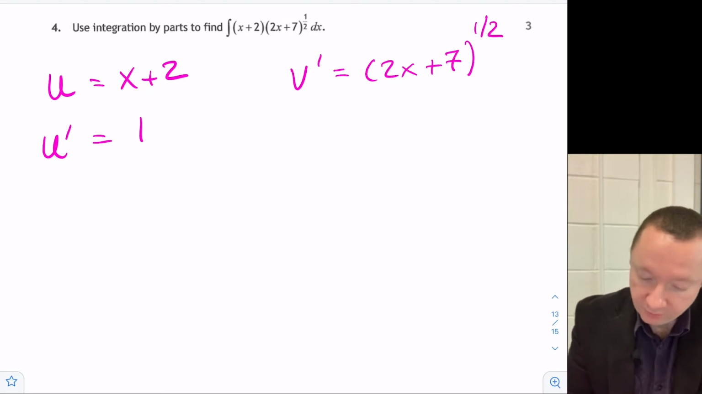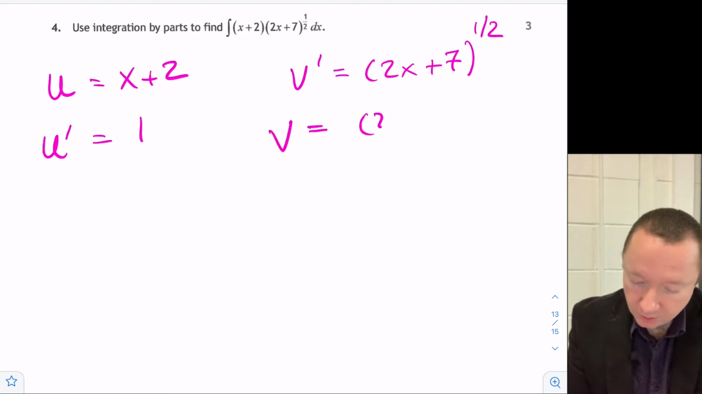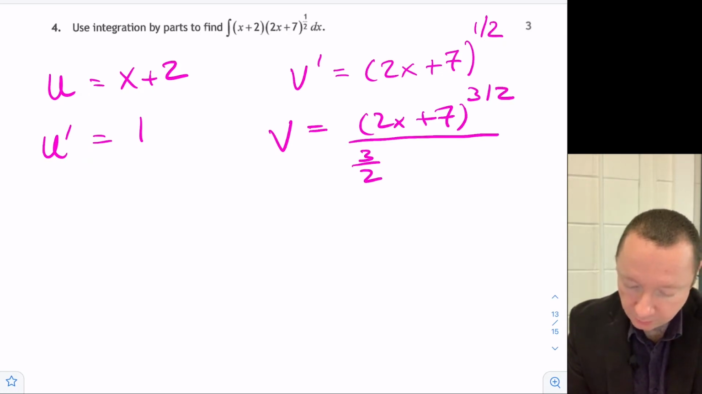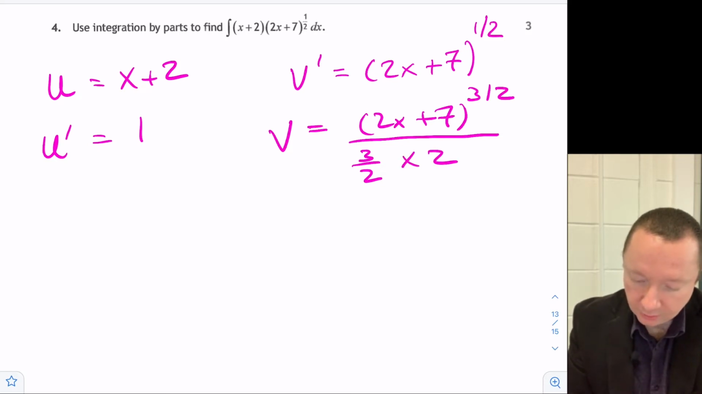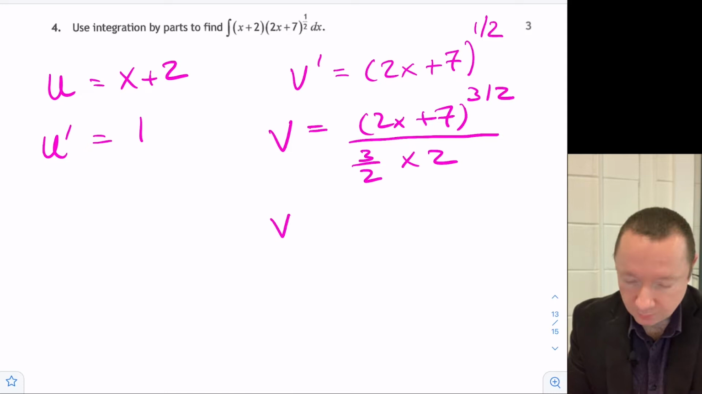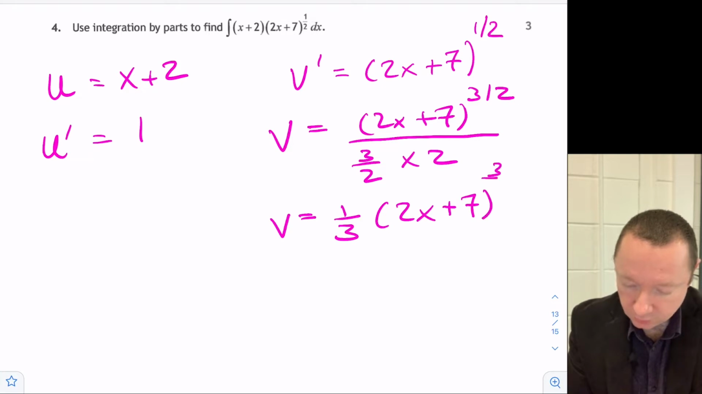So that means that v equals add 1 to the power, divide by the new power, times the differentiation of 2x plus 7, which is 2. That implies that v is simply 1/3 (2x plus 7) to the 3 over 2.